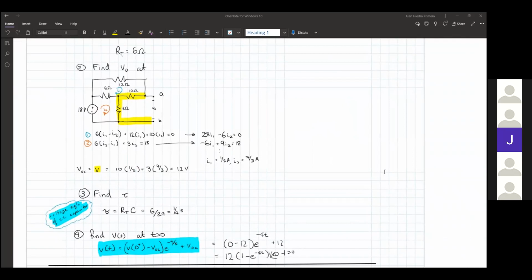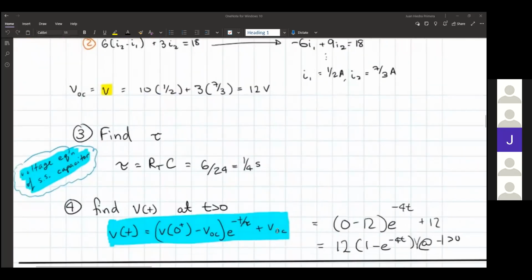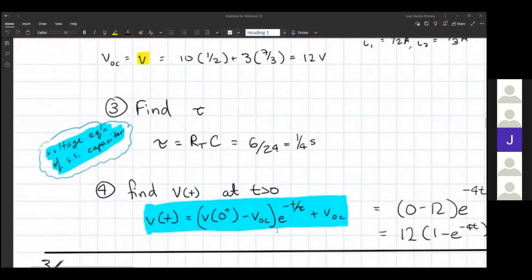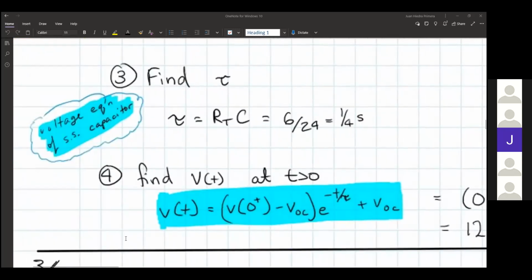One question. How do you know to use the exact equation for this problem? How do you know to use like a blue equation for this problem again? The blue equation, great. So this is the voltage equation for a steady state capacitor.